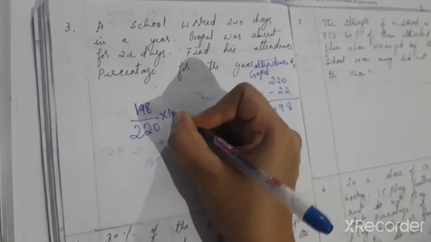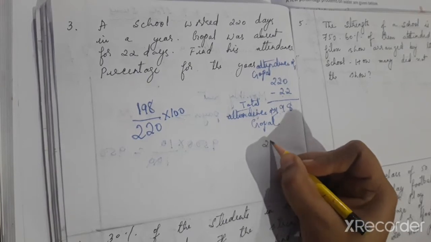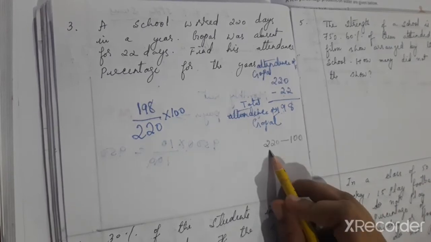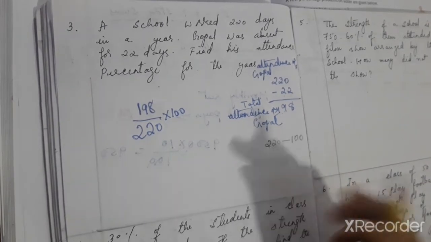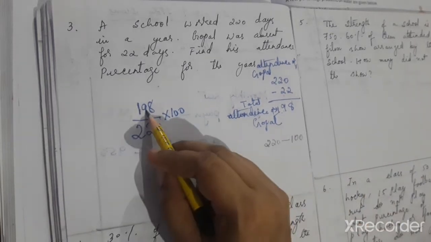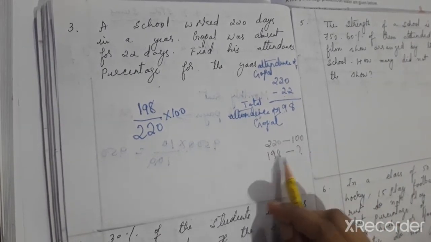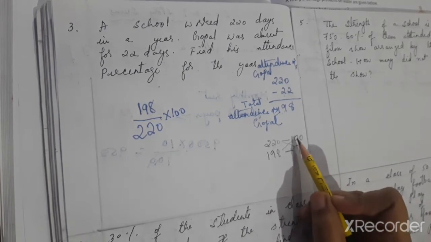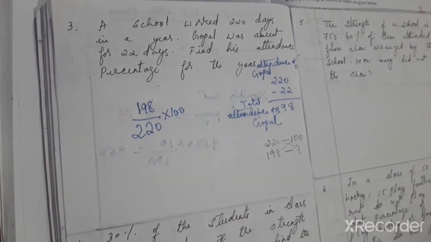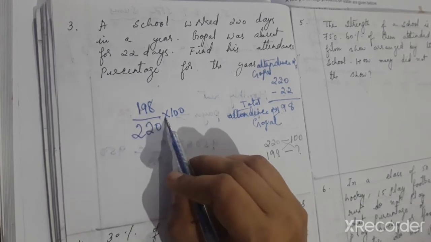For 100, how much? One more method we can try here. If he is present all 220 days, he gets 100% attendance. For 220, 100 is the percentage. For Gopal present 198, what is the percentage? 198 cross multiply: 198 into 100 divided by 220. Or we can write directly: out of 220, 198 is present, for 100 how much?